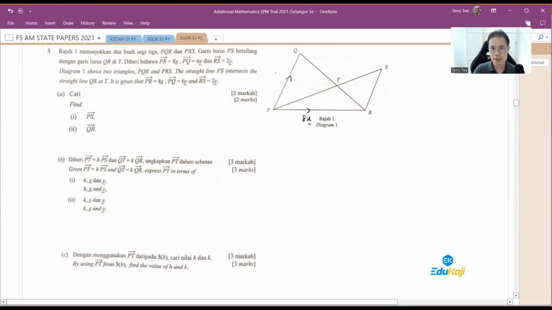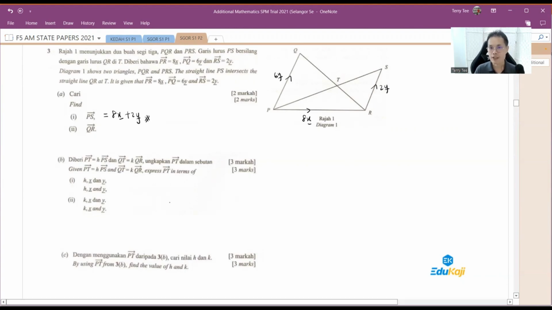Vector PQ is 6y. Vector RS is 2y. And what else are you given? You're supposed to find PS. Okay, very simple. Look at the diagram. To go from P to S, I can go P to R, R to S. Very simple, right? So I'm just going to write this directly: 8x plus 2y.